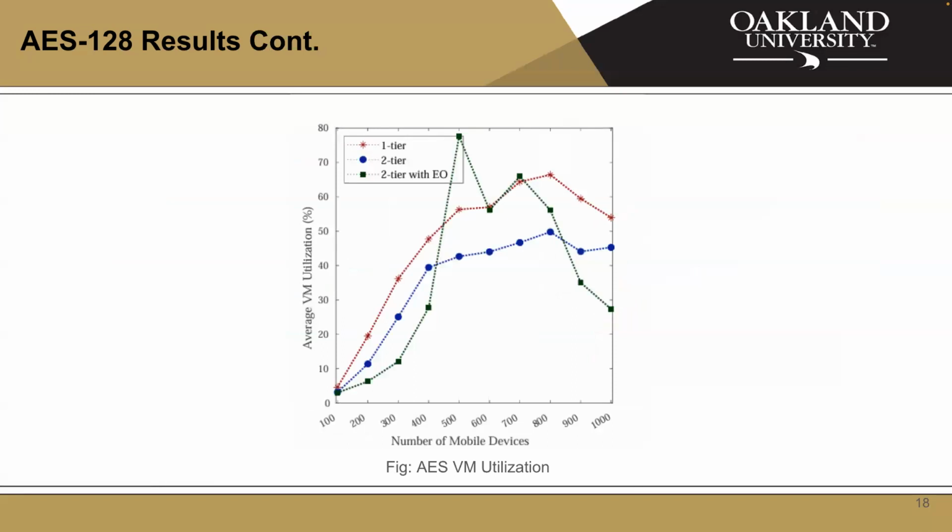When looking at the VM utilization for the AES simulation, we can see that it's similar to the previous figure, except this one changes pretty heavily once it crosses 800 devices. You can see it steadily climbs up to 62.83 utilization and drops down to 48.28 at 1,000 devices.